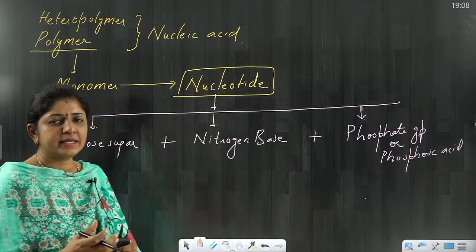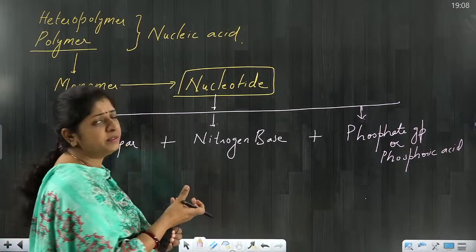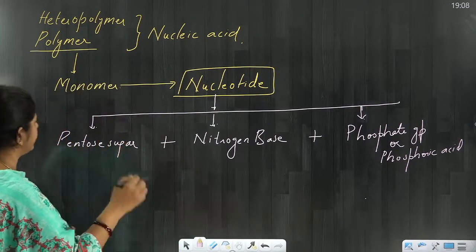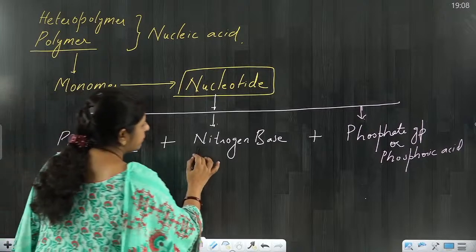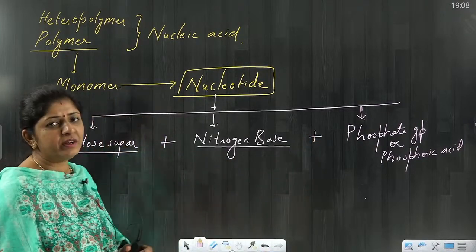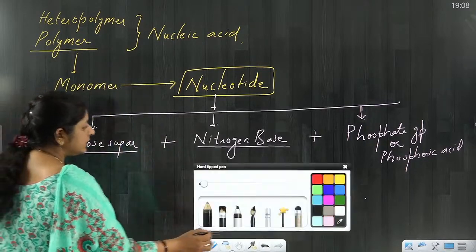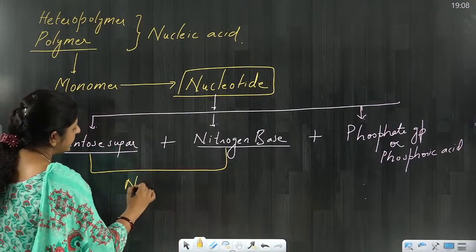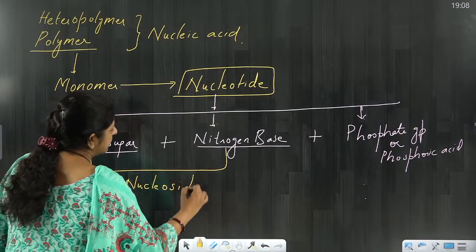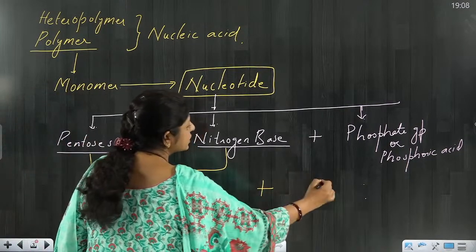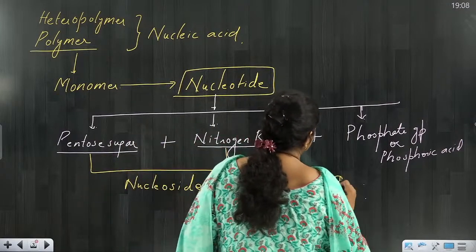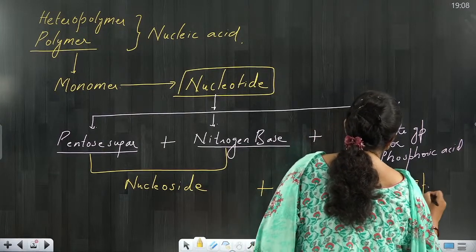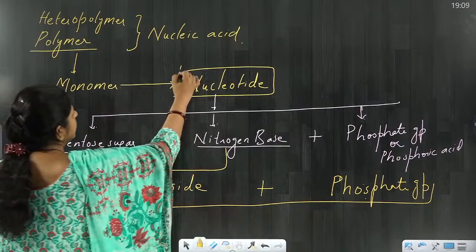To discuss nucleic acid, first of all you should have good knowledge about their monomer. What is that monomer? The nucleotide. And what are the components of one nucleotide? It should have pentose sugar with a nitrogen base and one phosphate group. Now if the pentose and nitrogen base combine, you call it a nucleoside. Nucleoside plus this phosphate group, together they form one nucleotide.